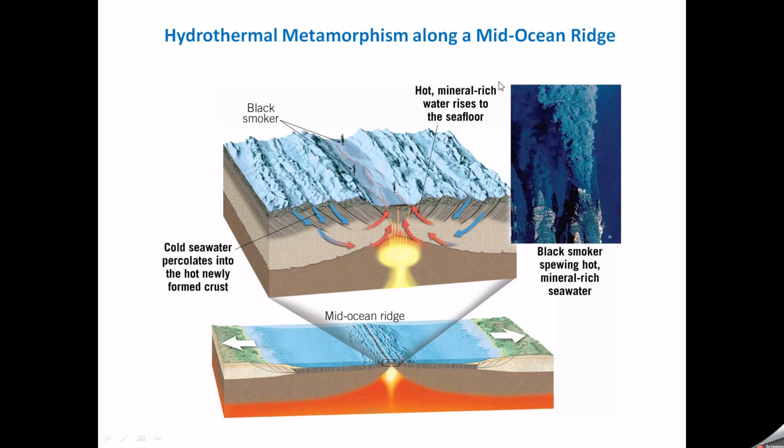Hydrothermal metamorphism, as we talked about, it has black smokers. So here we have magma coming from the bottom along the mid-oceanic ridges, and the cold ocean water coming down. So there's circulation, cold, hot, cold. We'll have black smoky chimneys here, spewing hot mineral-rich seawater. This happens along mid-oceanic ridges, and here we can find metamorphic rocks like serpentinite and talc.